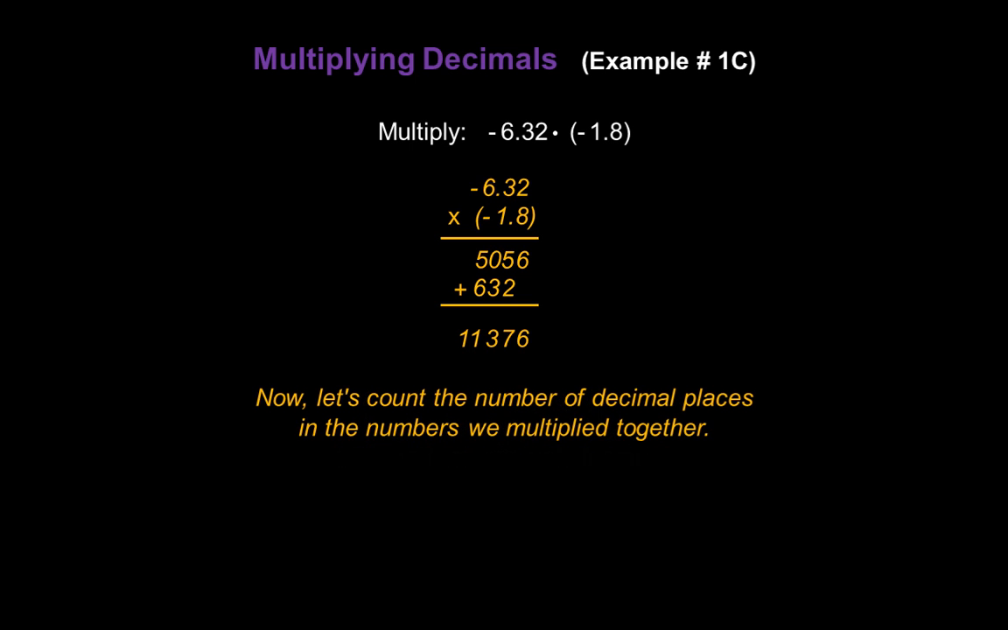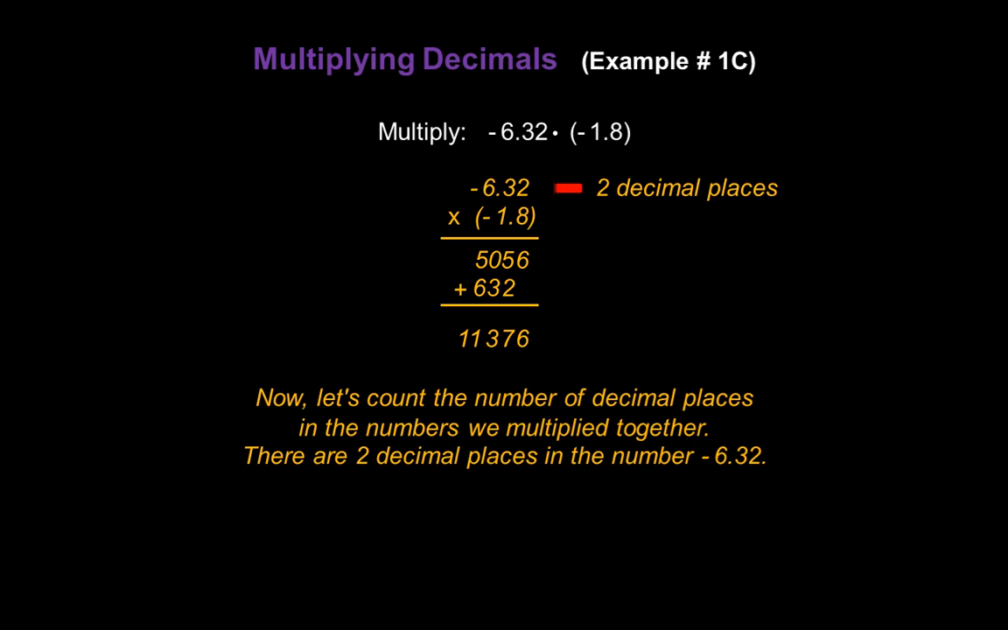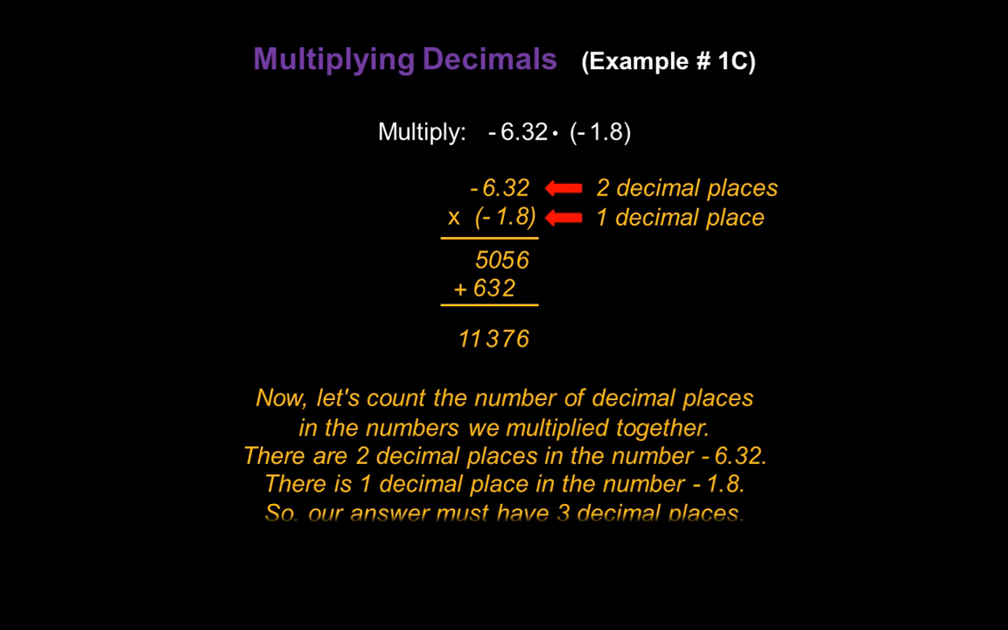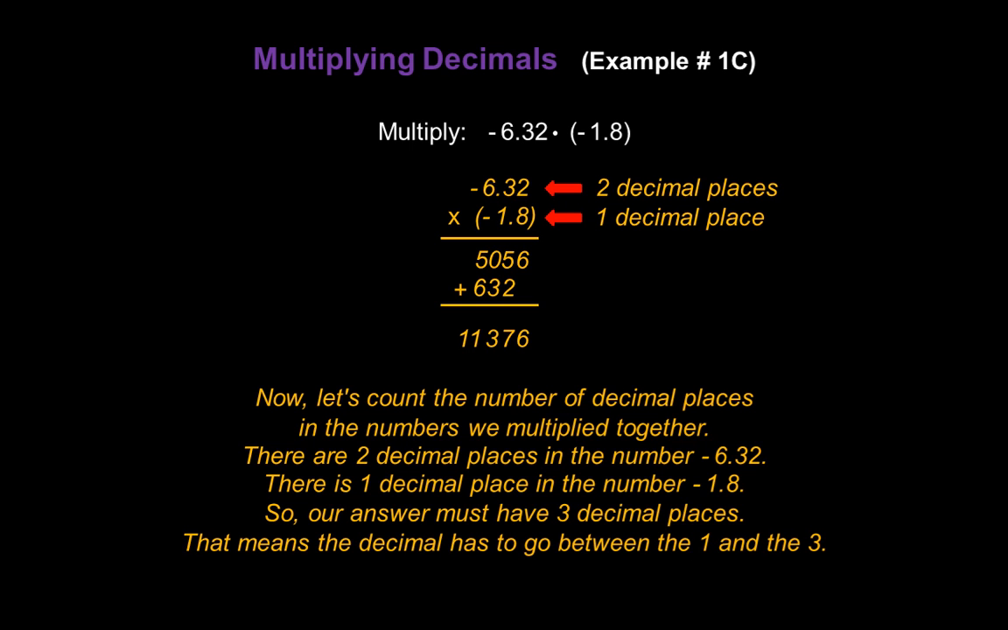Now, let's count the number of decimal places in the numbers we just multiplied together. There are 2 decimal places in the number negative 6.32. And there is 1 decimal place in the number negative 1.8. So that means our answer must have 3 decimal places in it. And that means the decimal will go between the 1 and the 3. Right there.